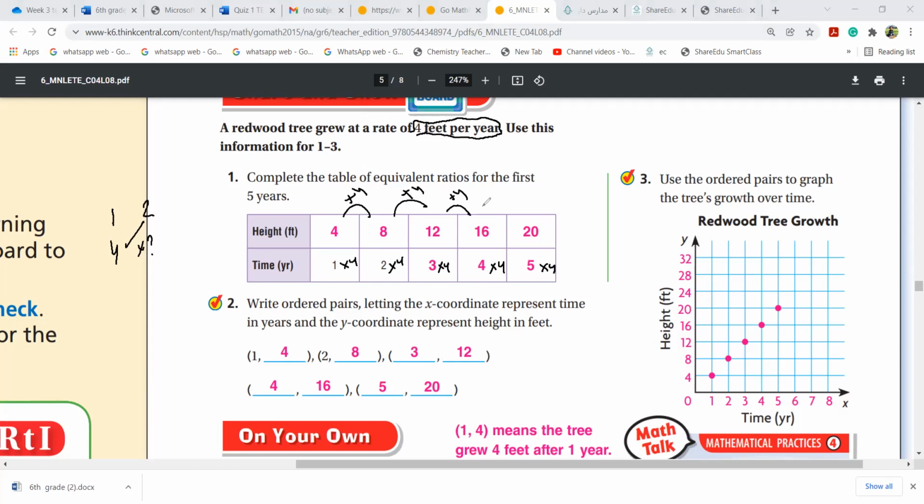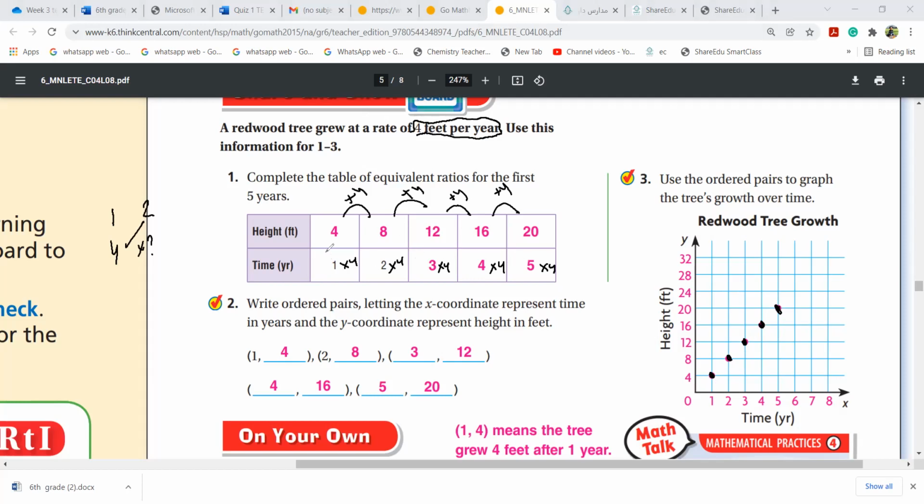Are you getting it, girls, or no? Anyone have a question? Okay, now I plot my graph. For 1, you need to put your pen till 4. For 2, go up till 8. For 3, go up till 12. Because see, the time is on the x-axis and the y is height. 5 means 20, I go up. 4 is 16 here, and then you have a straight line.